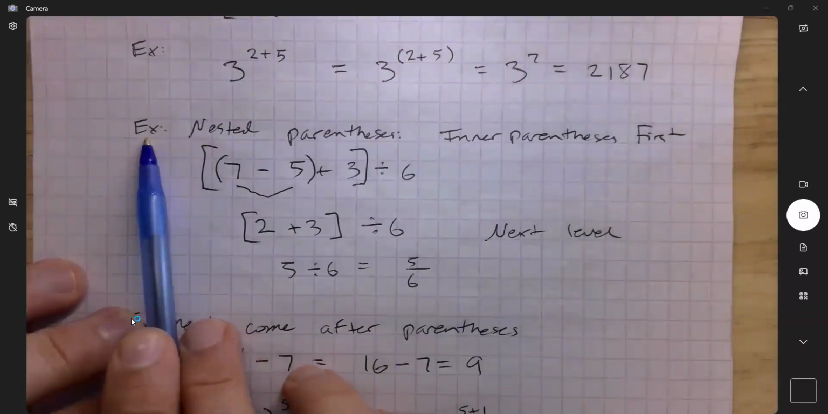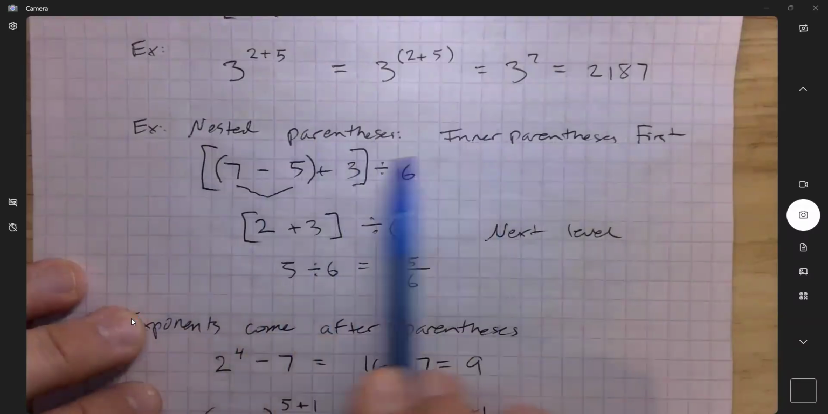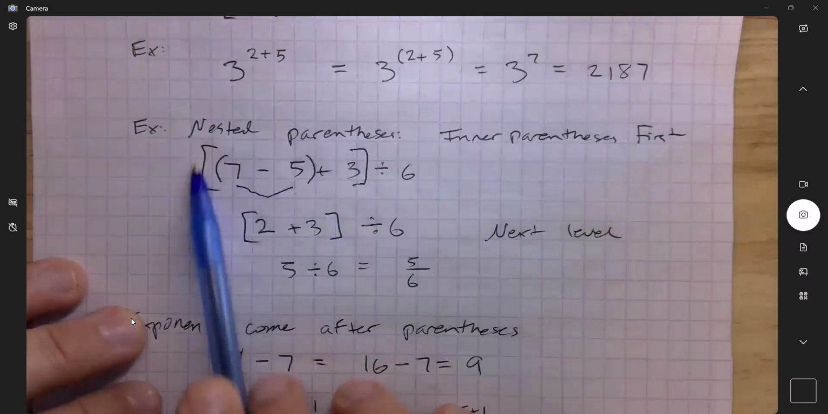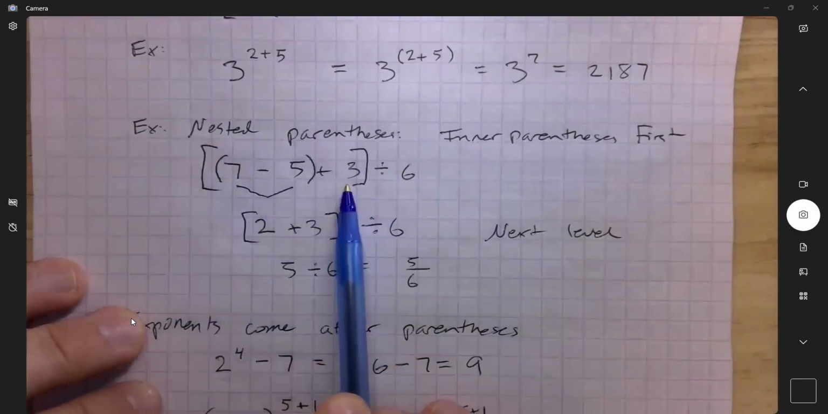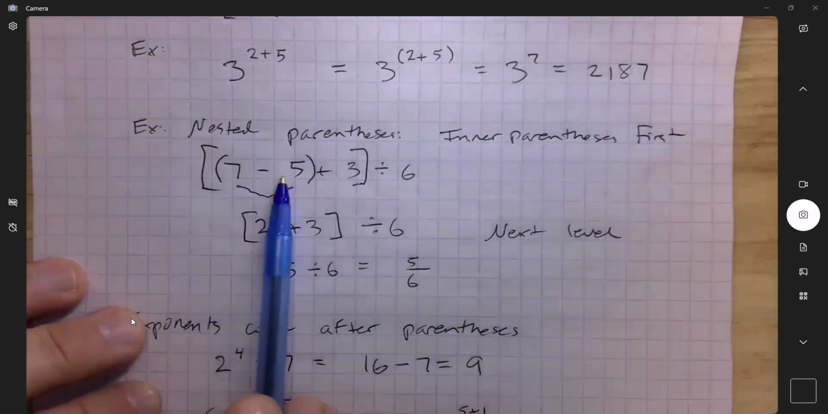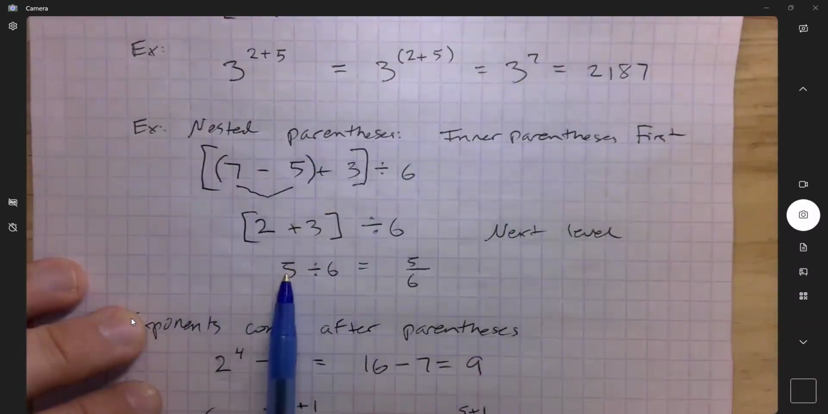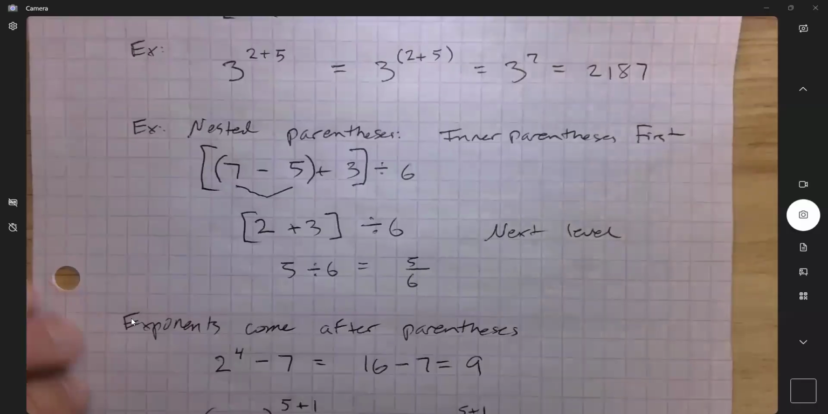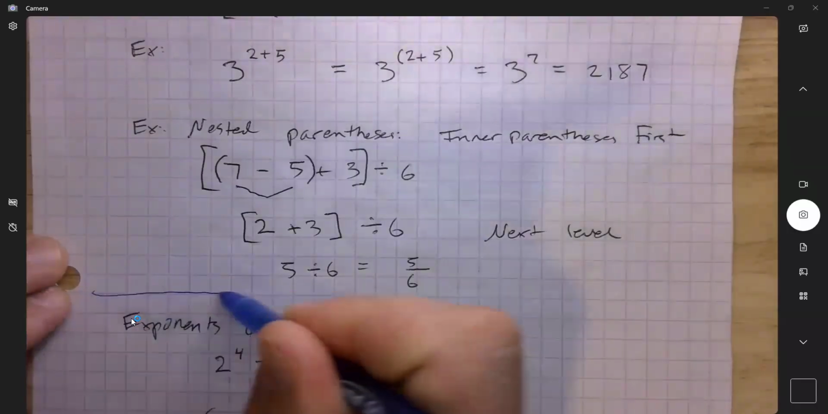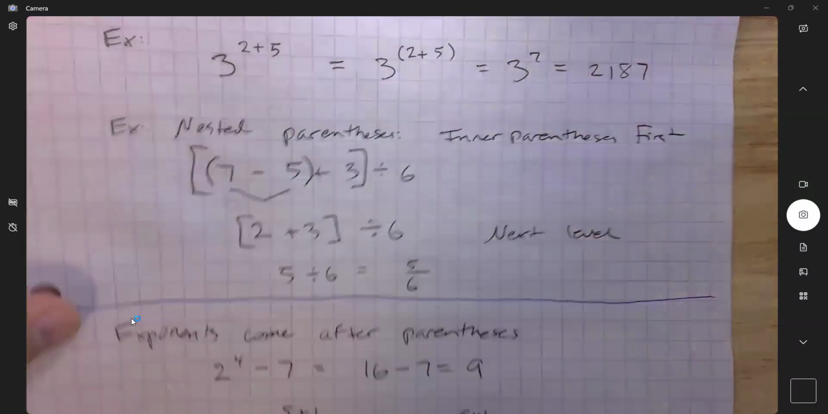So another example that you need to keep in mind are nested parentheses, where you have an inner parentheses and another level in outer parentheses. And when you see this, you do the inner parentheses first. 7 minus 5 inside parentheses becomes 2. Then we add 3 outside parentheses to get 5. 5 divided by 6 gives me 5 over 6. All right, that is how parentheses factor into the order of operations.